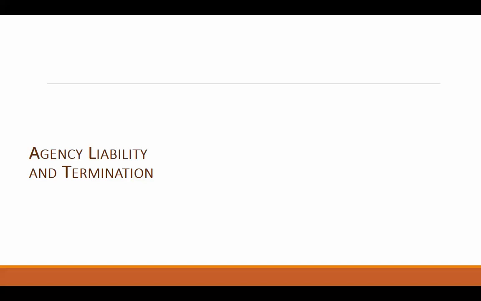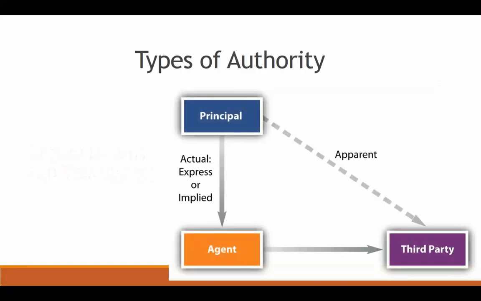So in our next round of lectures on agency, we're in our second area now on the slides. We have agency liability and termination. So here we have our same scenario. We have the principal, agent, third party, and we're going to talk about what kind of authority is given in that situation. So our authority here, we can have express or implied as actual authority. And then we could also see a term called apparent authority. We'll go into these here in a little more detail.